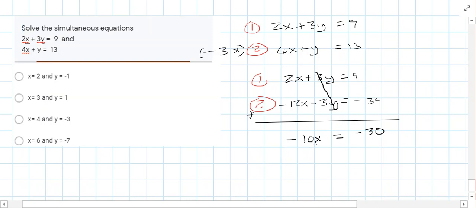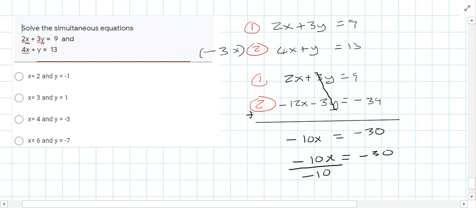So this is minus 10x, and then this is minus 30. So what we're saying is that minus 10x is equal to minus 30. So we want to get x on its own, and x has to be a positive value. So we want to divide this by minus 10.